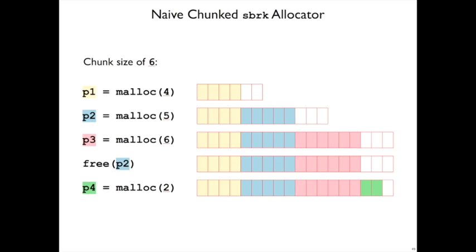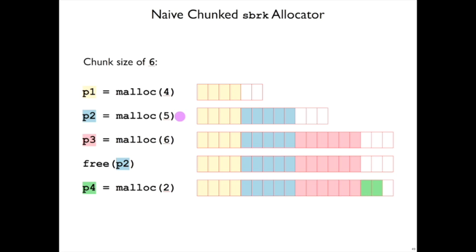One way we might try to improve the performance of our sbrk allocator is to not call sbrk so often. We could allocate in chunks of 6 words instead of just whatever the application requests at a time. If we do that, then we start out with no memory requested from the OS. When the application requests 4 words, we'll allocate a chunk of 6 words and take those first 4 and give them to the application.